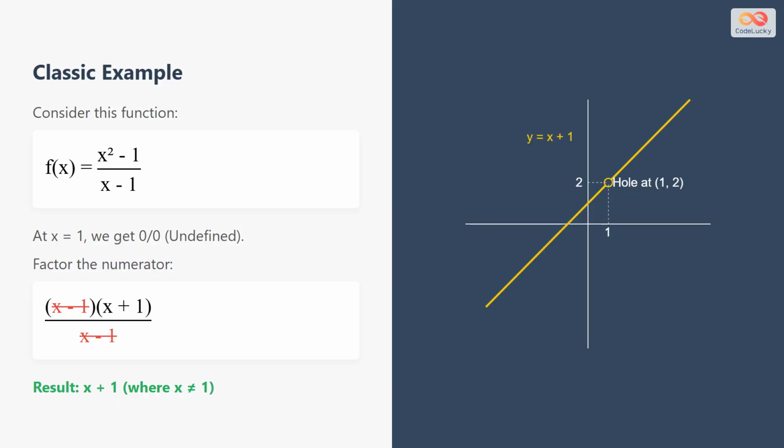Let's see this in action with a classic example. F of x equals x squared minus 1 divided by x minus 1. If you try to plug in 1, you get 0 divided by 0, which is undefined. But if we factor the numerator, the term x minus 1 cancels out. We are left with x plus 1. The graph looks exactly like the line y equals x plus 1, except for a hole at x equals 1.